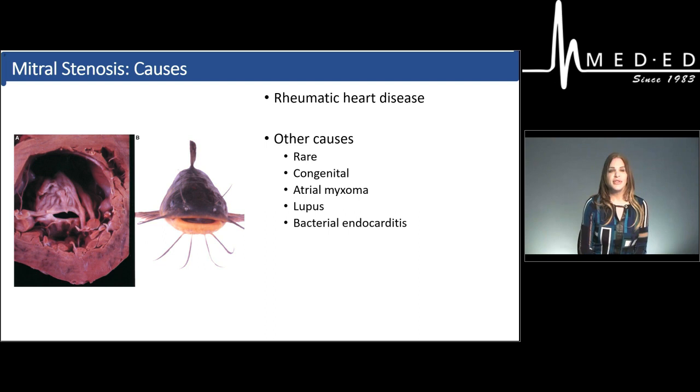And then mitral stenosis. Mitral stenosis is actually pretty rare. One of the biggest places where you would see that is in rheumatic heart disease. When patients would develop rheumatic heart disease, it would cause problems with the valves. There are some congenital problems that can happen with the mitral valve. They can have atrial myxoma, lupus can cause that, and then bacterial endocarditis.